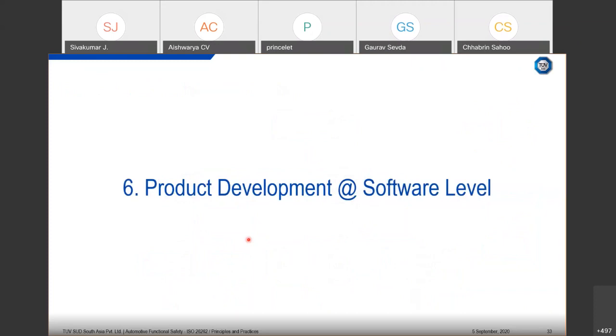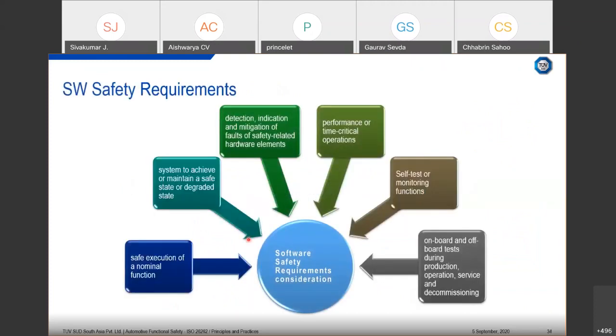And then coming to the product development at software level, I would like to bring up the software safety requirement aspect. There are different aspects. The requirements must be created to fulfill the correctness and completeness of all the perceptions of the requirement. One is safe execution of the nominal function, the second relates to achieving the safe state and maintaining the safe state. The third is the various safety mechanisms: detection, indication, and mitigation of safety issues, then the timing related requirements, also the self-monitoring to ensure all the peripherals are working fine or not. Also the onboard and offboard tests during production, operation, service, and decommissioning. These aspects need to be considered for software safety requirements.